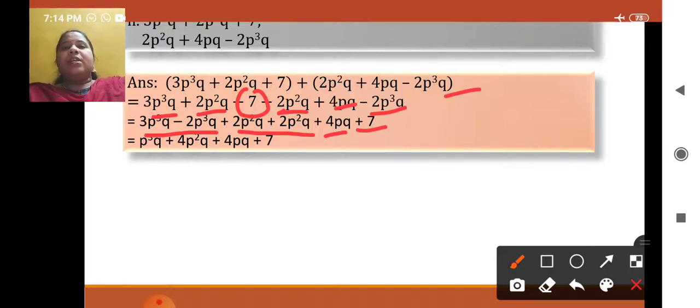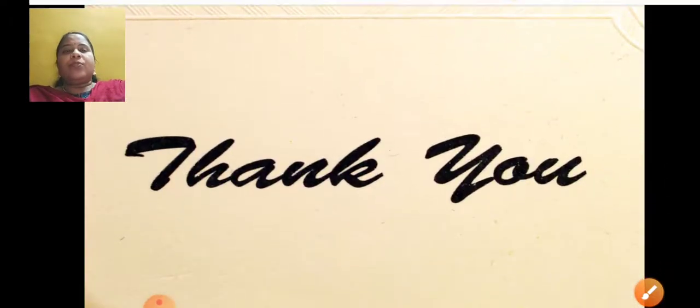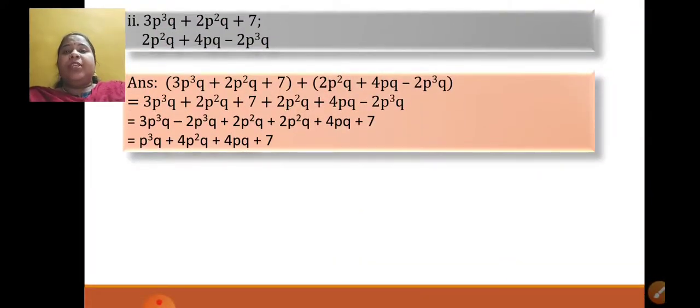Add and subtract this. 3 minus 2 is 1. Even if you don't write 1p cube q, it is okay. You can take it as p cube q. 2 and 2 will give you 4p square q, and plus 4q and plus 7. I hope you have understood all the steps of this. It's not difficult. They have only given it with p cube and q so that you get confused. Collect like terms together, add and subtract, and you will get the answer. I hope you have understood all this.